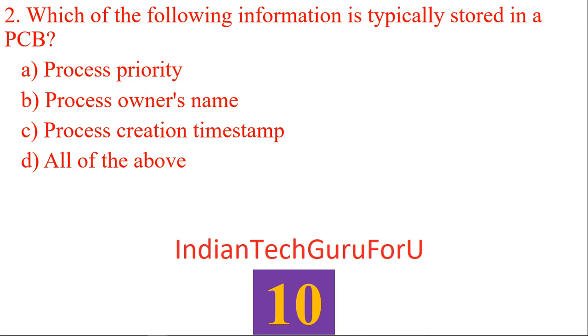2. Which of the following information is typically stored in a PCB? A. Process priority. B. Process owner's name. C. Process creation timestamp. D. All of the above. Your time starts now.